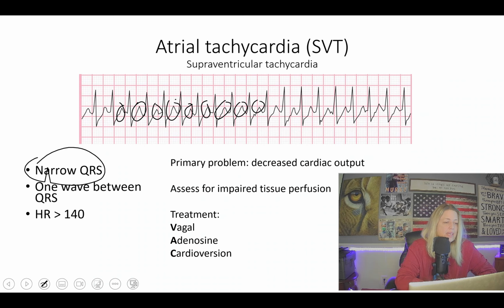Now, I don't know how long this strip is. Let me go. 1, 2, 3, 4, 5. So that's 1 second. 1, 2, 3, 4, 5. That's 2 seconds. 1, 2, 3, 4, 5. That's 3 seconds. So it is a 6 second strip. So let's see what the rate is.